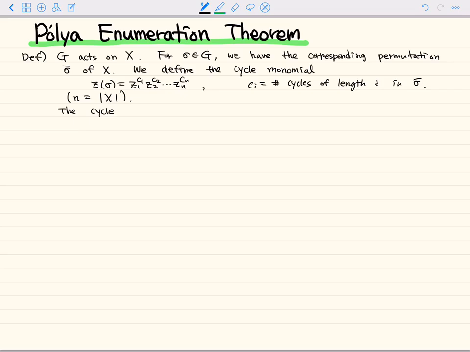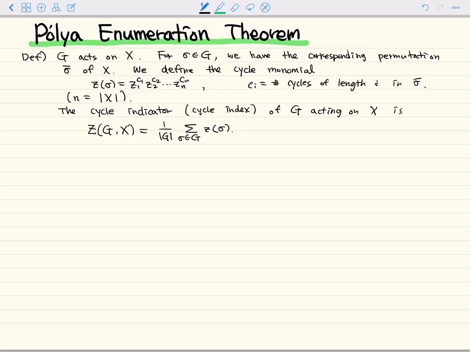And the cycle indicator, also called a cycle index, they mean the same thing, of G acting on X is denoted capital Z of G comma X. It is 1 over the cardinality of G and summation for all sigma in G, the cycle monomial of sigma. So here, for the cycle monomial we use lowercase z. In the cycle indicator, we use the uppercase Z. Alright, so let's see an example.